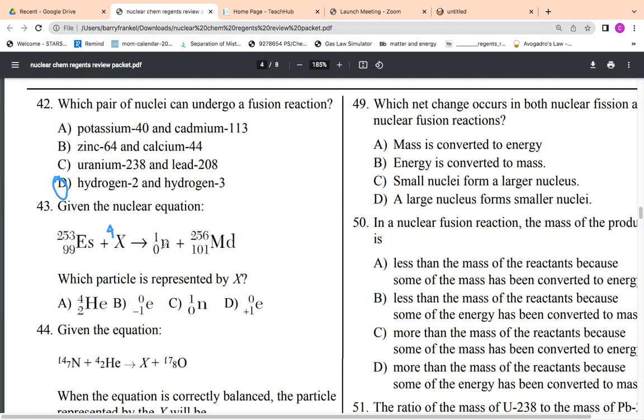And down here, the total of our atomic numbers is 101. Over here, it's 99. I have to add 2 to 99 to get 101. So what has a mass of 4 and a charge of 2? That would be helium. So that would be what is being represented by particle X.